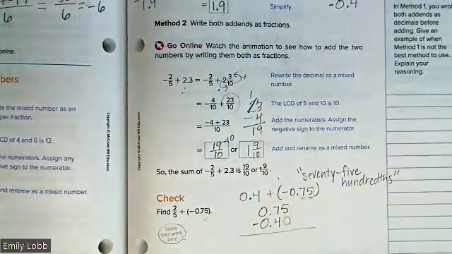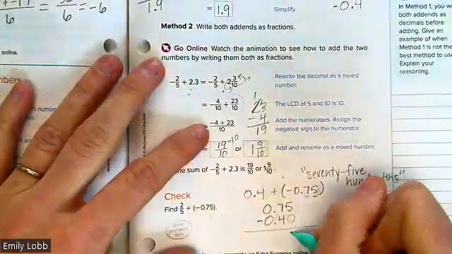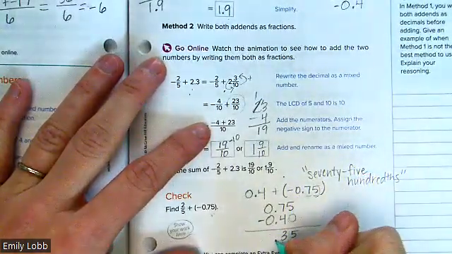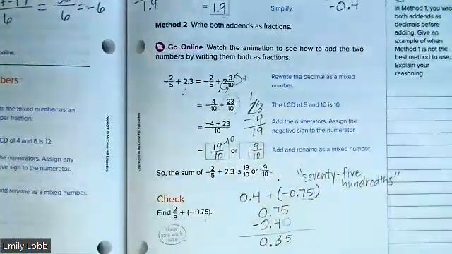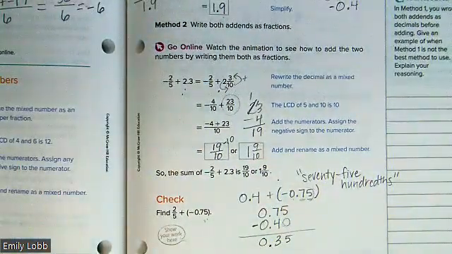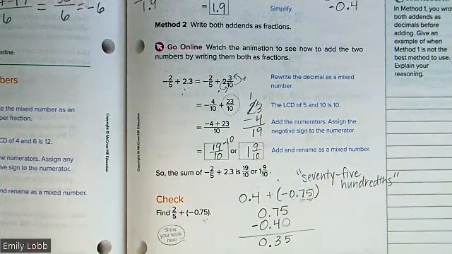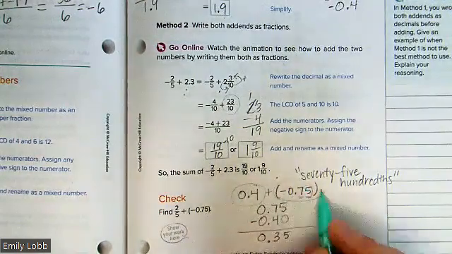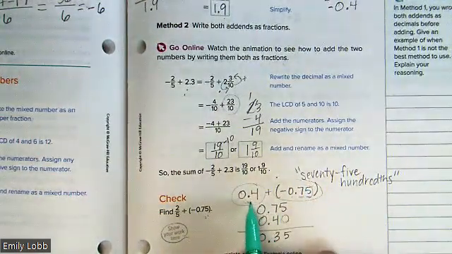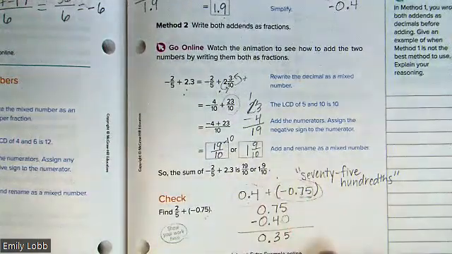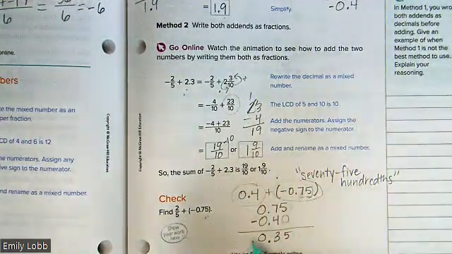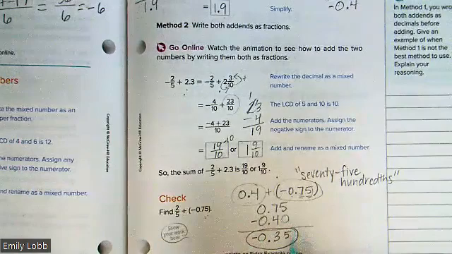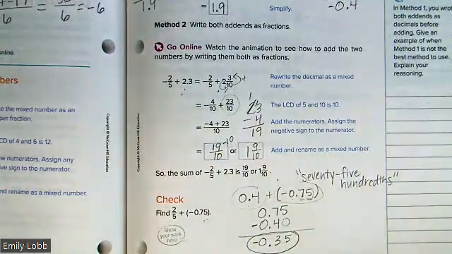So now we have to remember how to subtract. 5 minus 0 is 5. 7 minus 4 is 3. So we're going to bring down this decimal. Now, we found the difference, but we have to decide if it's positive or negative. So here are our two choices. Is our positive number bigger or is our negative number bigger? Our negative number was bigger, so our answer is going to be negative.